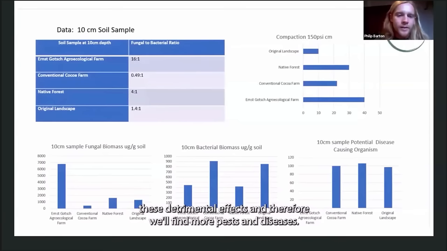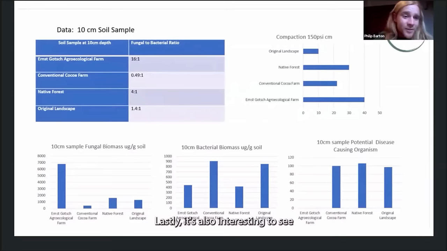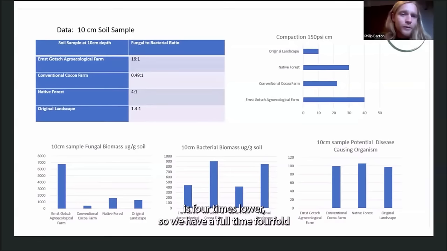Lastly, it's also interesting to see that the fungal biomass of the native forest is four times lower. So we have a fourfold difference in the fungal biomass achieved by Ernst compared to the native forest. So when we think about fungi and how much nutrients it can retain and foster in the system, Ernst is harnessing four times as much in his farm.